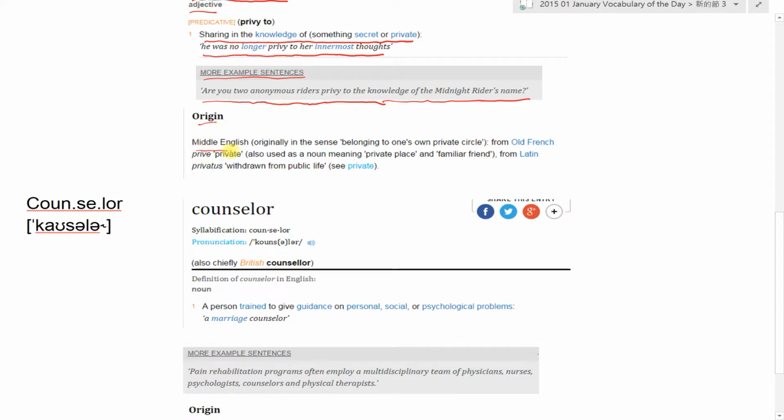Origins. Middle English originally in the sense belonging to one's own private circle. From Old French, private, also used as a noun, meaning private place and familiar friend. From Latin, privatus, withdrawn from public life.